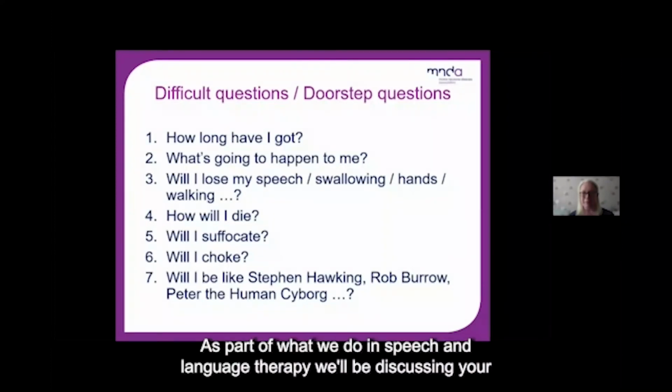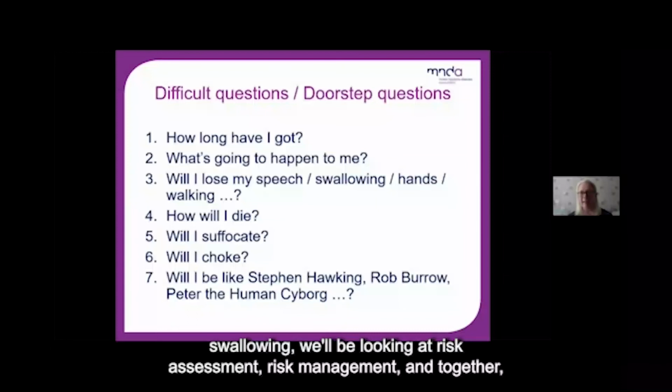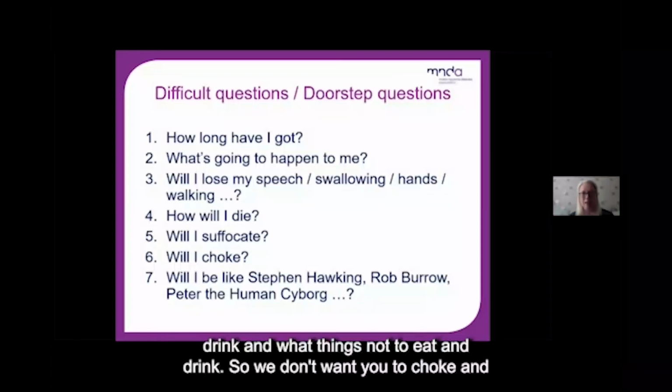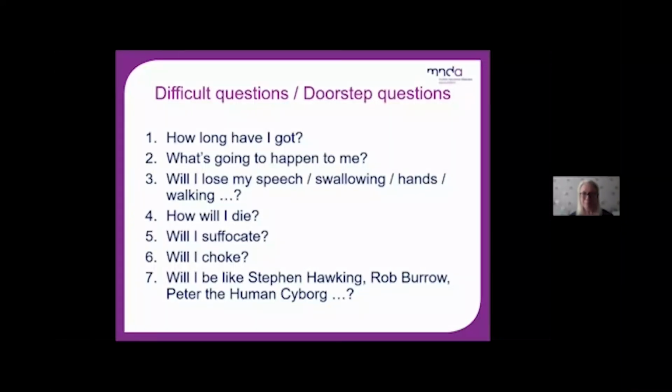As part of what we do in speech and language therapy, we'll be discussing your swallowing, we'll be looking at risk assessment, risk management, and together between us, we'll be coming to those conclusions about what things to eat and drink and what things not to eat and drink. So we don't want you to choke, and that's what we'll be trying to manage.